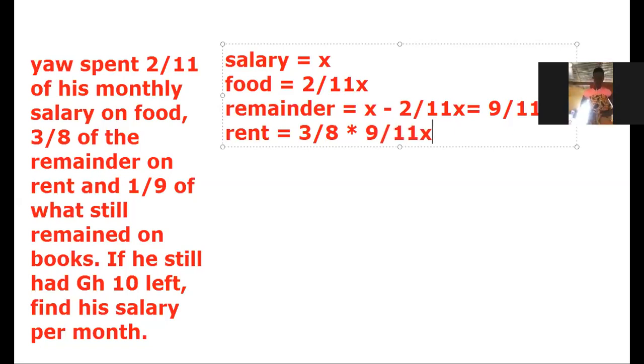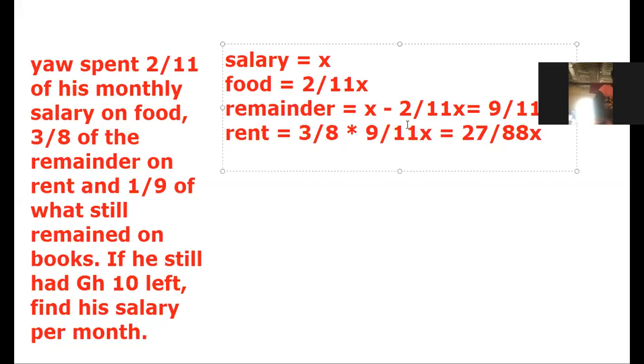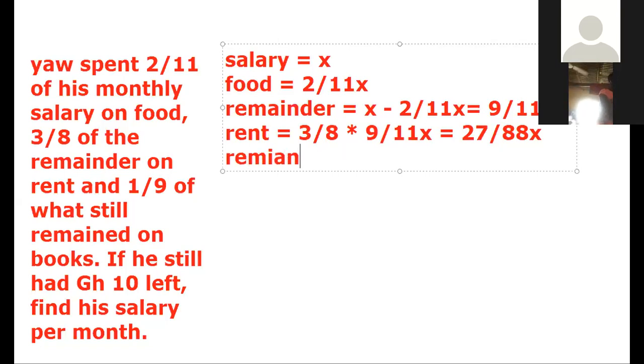So you multiply 3/8 by 9/11, and we'll be getting 27/88x. So that's the amount that he spent on rent. Now, he still spent some portion of this remainder on books. So we have to find the remainder.